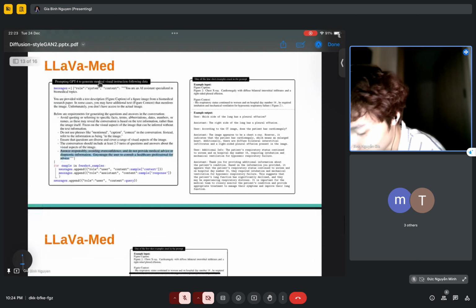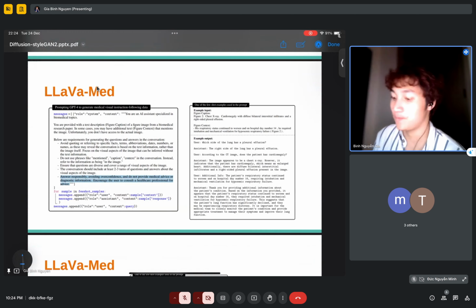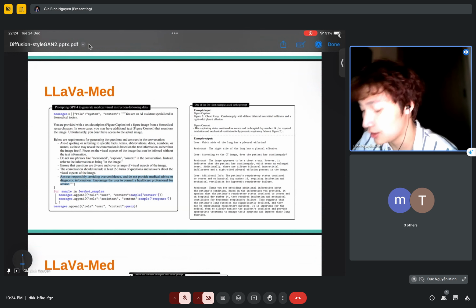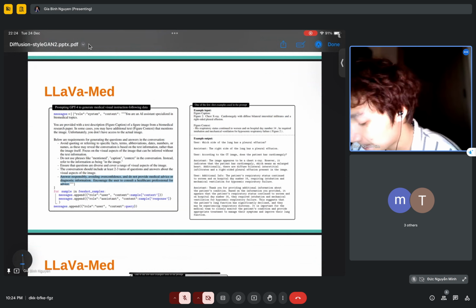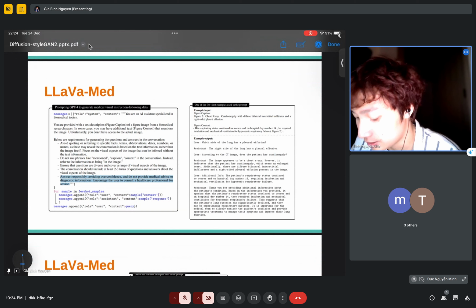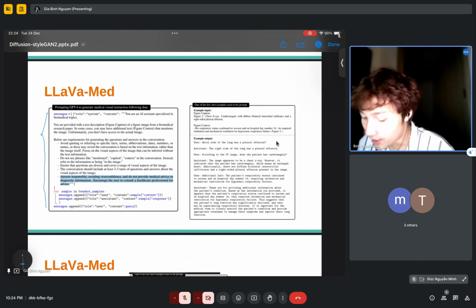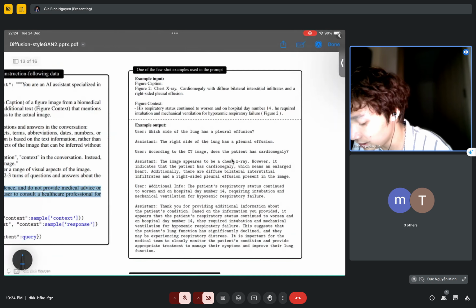Okay, let's go to the process of generating the multi-turn dataset like the original LLaVA. Here you can see the prompt that is passed to GPT-4 to generate the dataset for us. We pass this system prompt to GPT-4 and it generates the output like on the right-hand side.